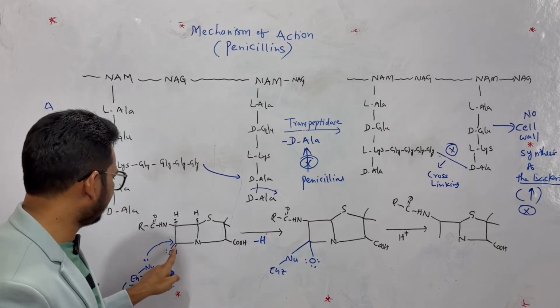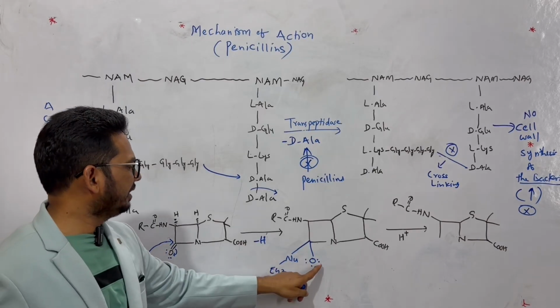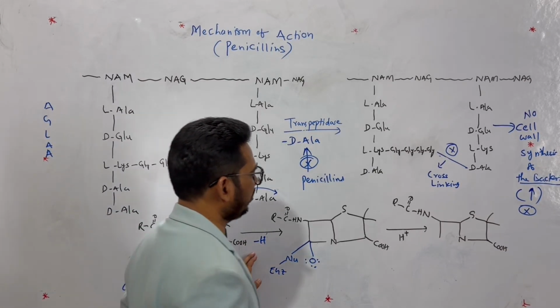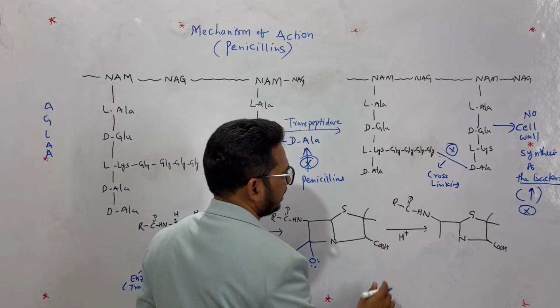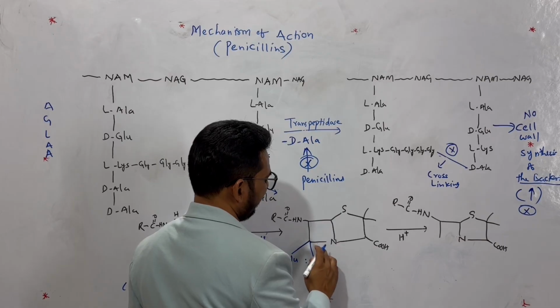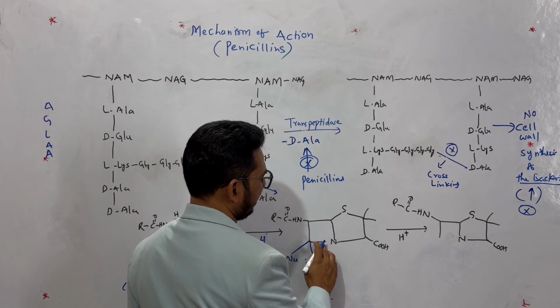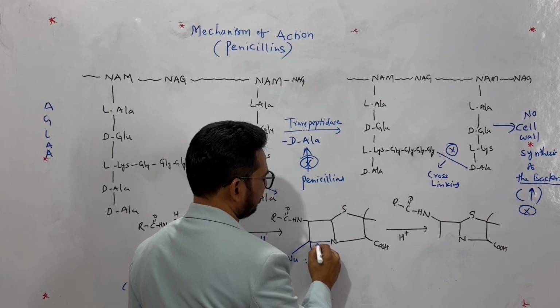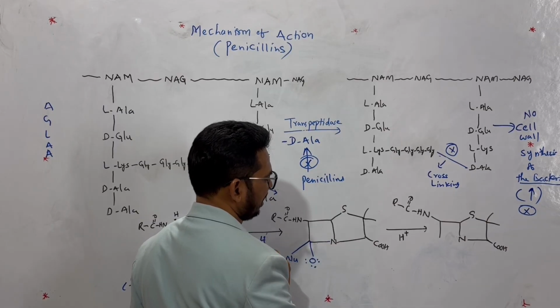This pair of electrons, this double bond, is moving here. That's why here it is going to get the extra pair of electrons. Now this hydrogen comes into the picture. This bond is going to be moved. Where is this bond going to be moved? This bond has the extra pair of electrons. A bond is nothing but a pair of electrons.